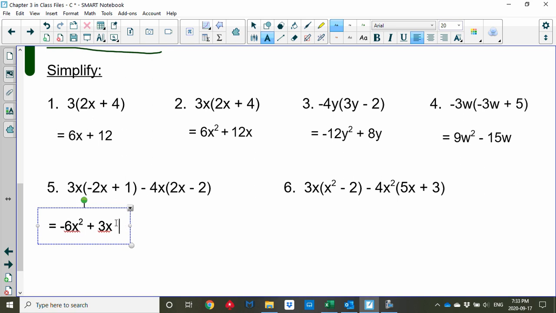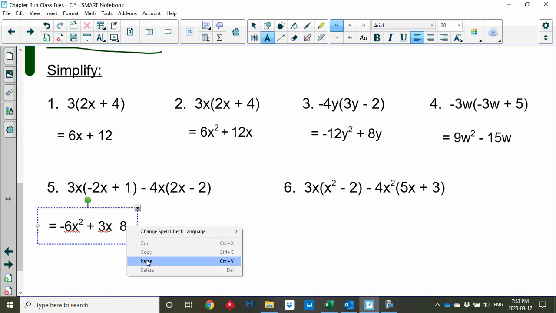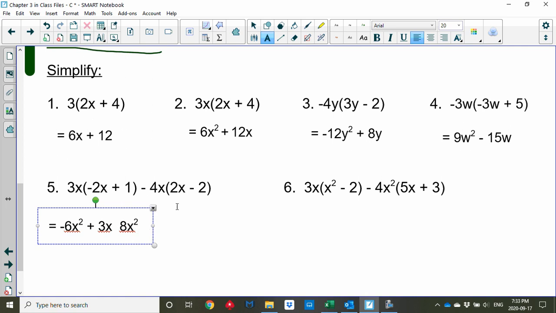We continue, and we go 4 times 2 is 8. X times X is X squared. I'm just going to copy and paste this, because I know it's an X squared term. And then I move along. 4 times 2 is 8, and X times nothing is an X. Now, out front is a negative, so you change, and you change.